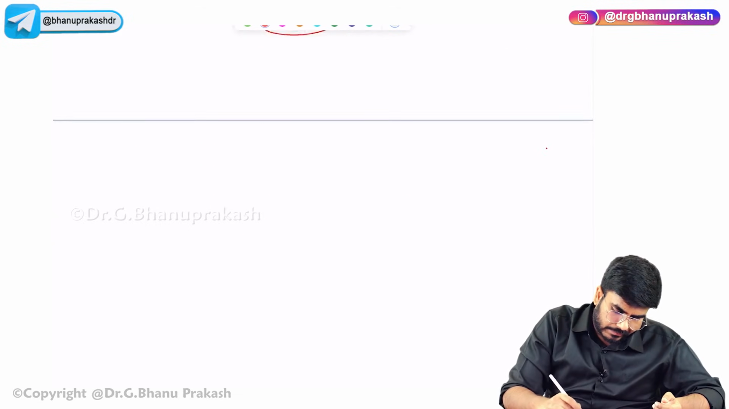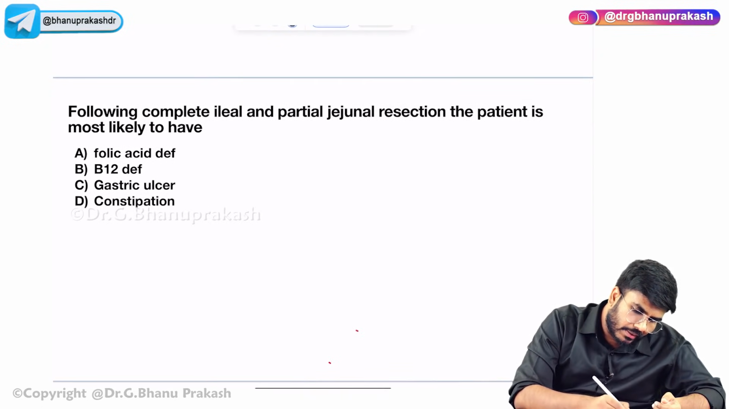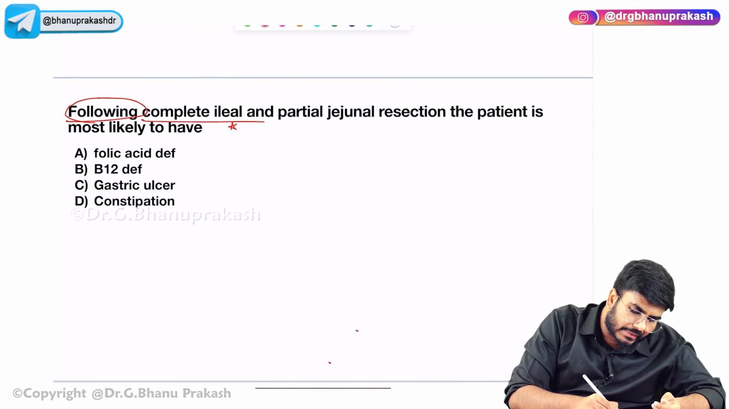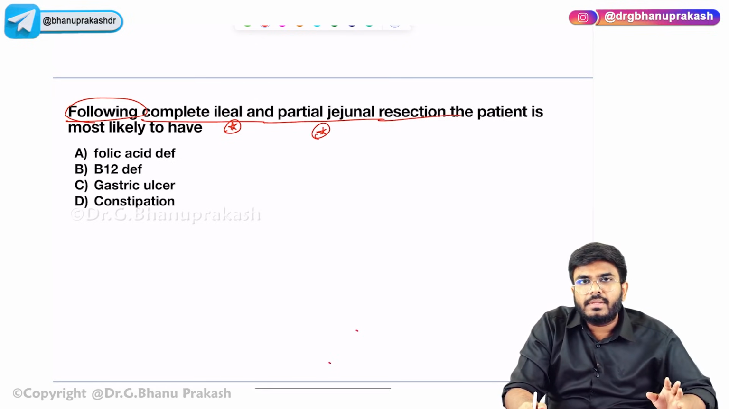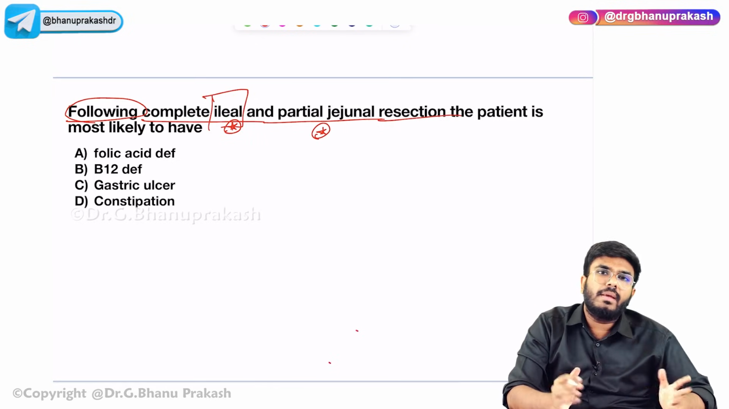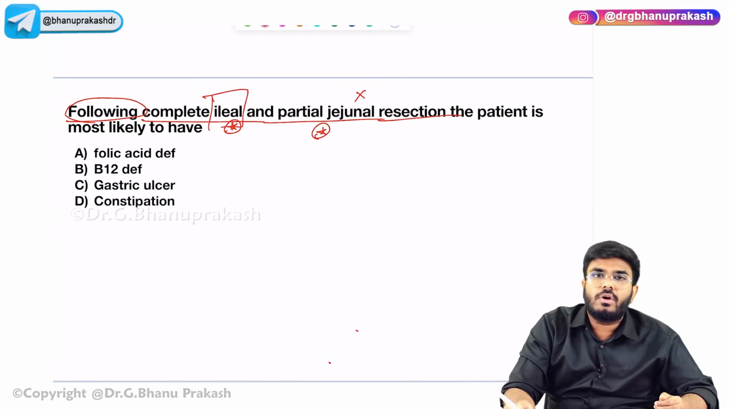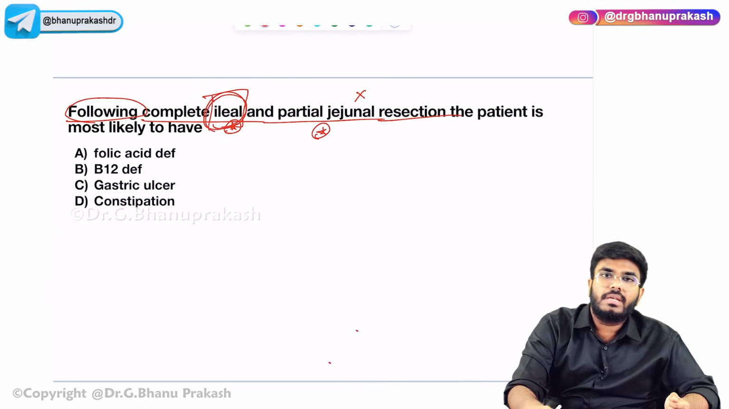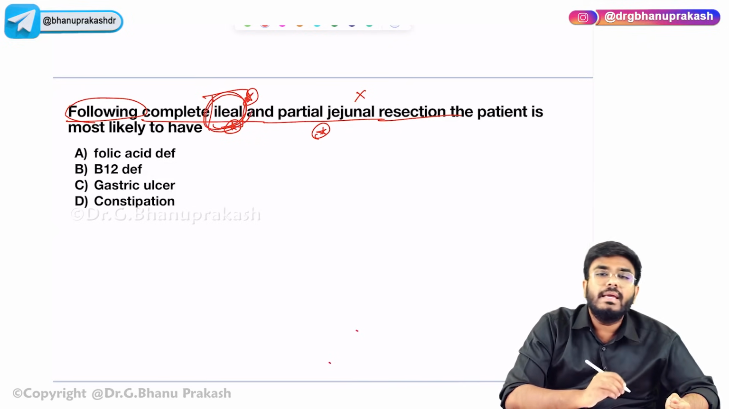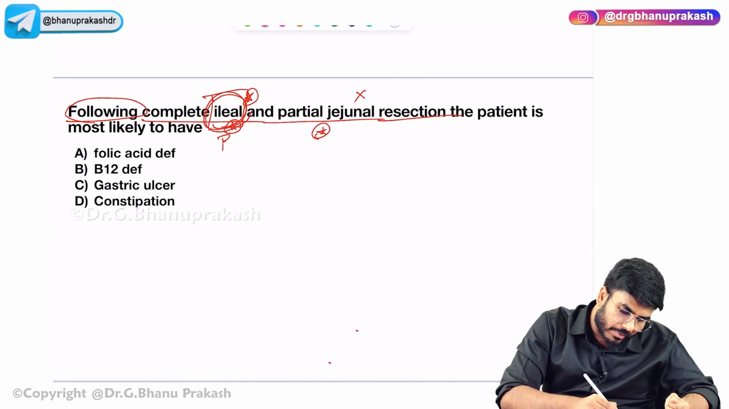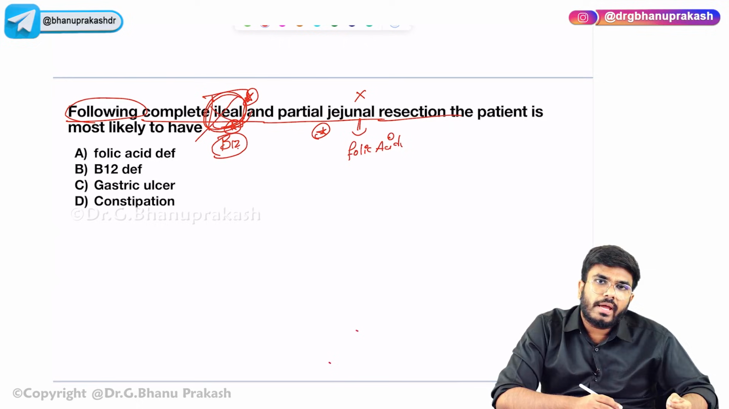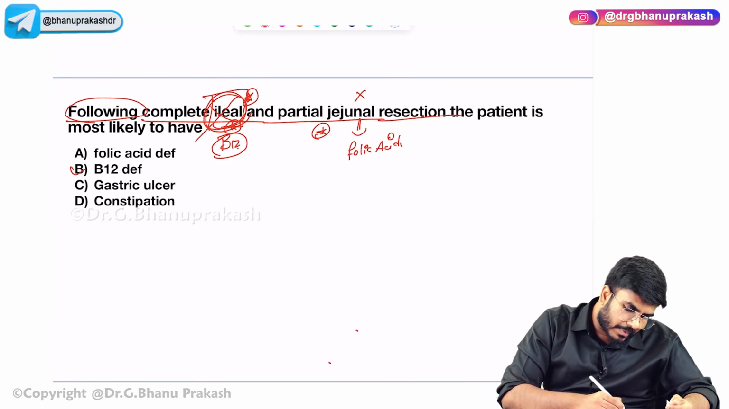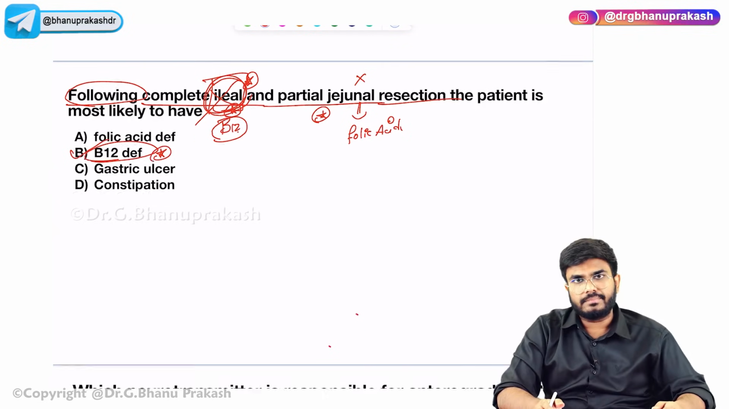Okay, next, which are the following? For example, let's say following a complete ileal and partial jejunal resection. Maybe the person has cancer or some other reason. Now you have removed the ileum, the complete ileum is gone, and a partial jejunum is gone. I have told you, in the ileum, vitamin B12 is absorbed. Who is absorbed in the jejunum? The folic acid. So when you remove the ileum, vitamin B12 absorption is not going to happen. That is going to cause vitamin B12 deficiency anemia. So this patient will have vitamin B12 deficiency.